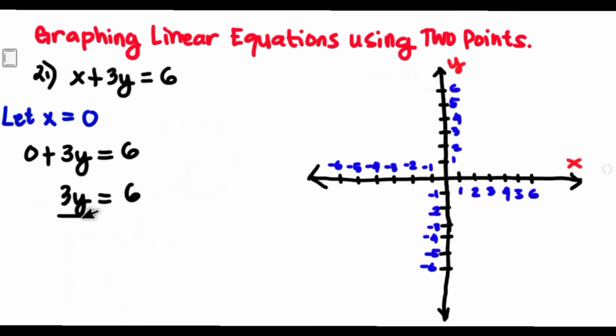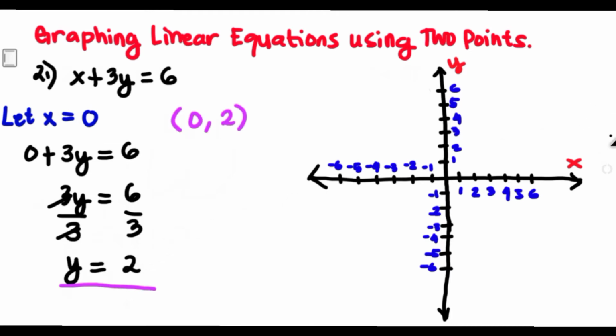So, since 0 na yan, wala na yan, magiging 3y na lang is equal to 6. And then, divided by 3, both sides. So, y na lang natitira dito. And then, 6 divided by 3 is 2. So, ito na po yung point na nabuo natin, yung unang point, 0, 2. So, since 0 na si x, automatic sa y-axis tayo maglalagay ng point or mag-plot ng point. Since positive 2 yung y, so dito po yan. So, positive 2. Yan po ang point 0, 2.